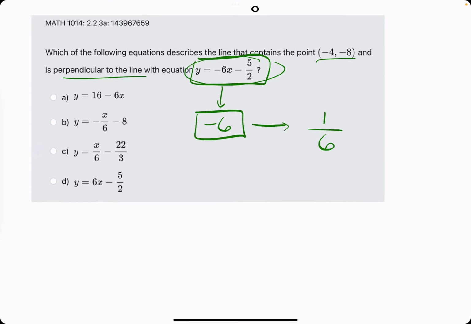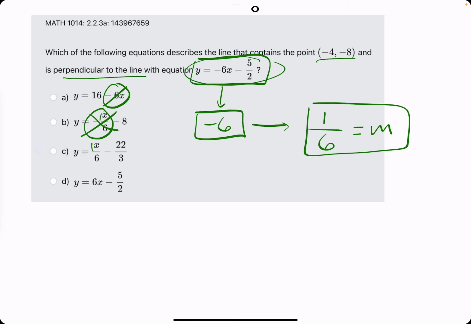So 1/6 is the negative reciprocal, which means 1/6 should be the slope of our desired line, or our line that we're looking for. So as we scan through these options, which one has a slope of positive 1/6? The slope again is found next to the x value, so not this one. This one's close. This is actually -1/6, but not quite. Option C here has a positive 1 over 6, so that checks out. And then option D has a 6, so that's not it either. So just based on the slope, C is our answer.